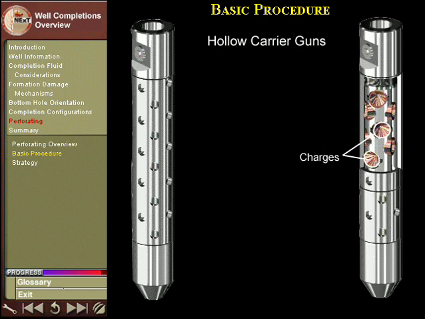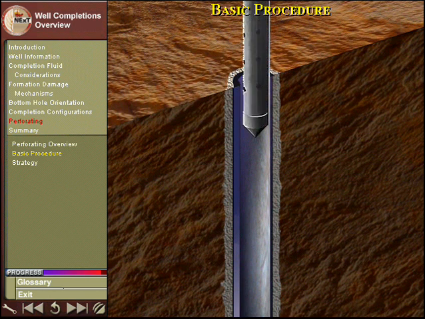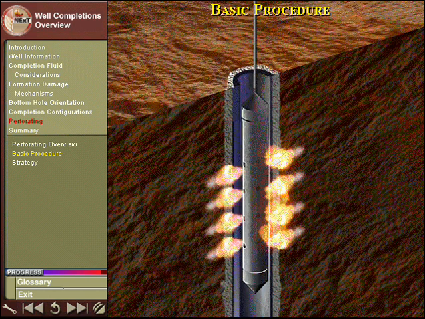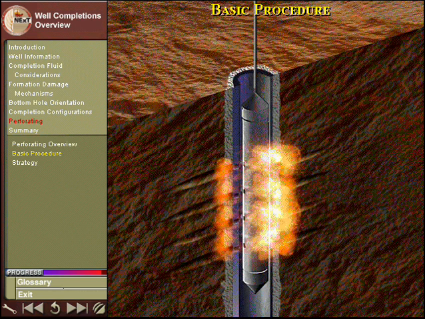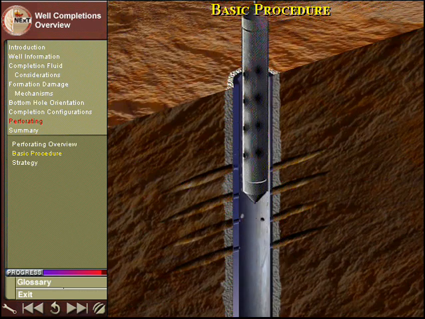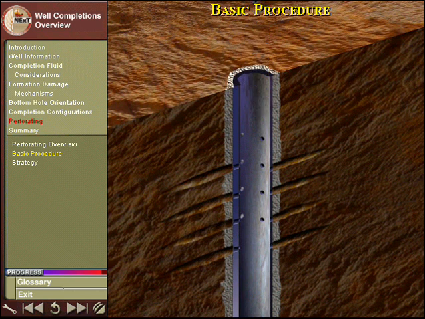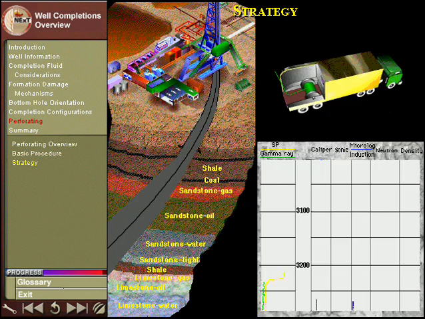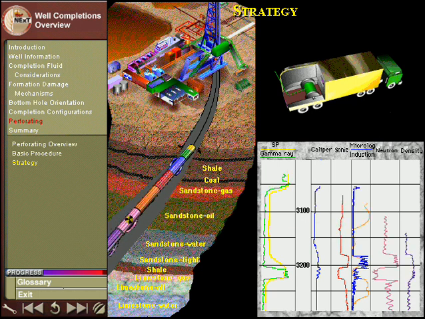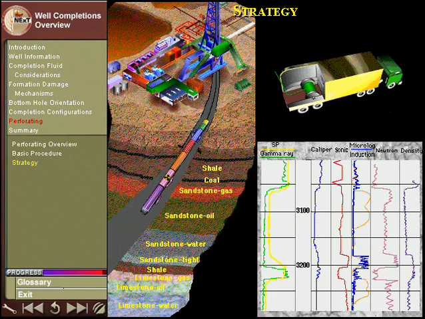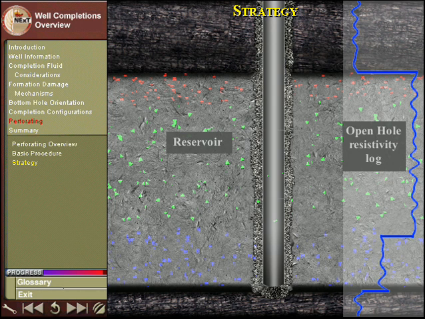A perforating gun contains specially designed explosive charges. The gun is positioned across the target formation and then fired. Fluids from the formation can now enter the wellbore. Engineers rely on open-hole logs to decide where to perforate. Well logs, such as resistivity logs, are used by the engineer to determine perforating intervals. Analysis of open-hole logs provides an accurate profile of oil and gas accumulations present in the well.